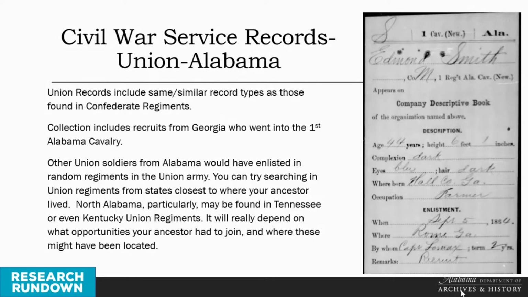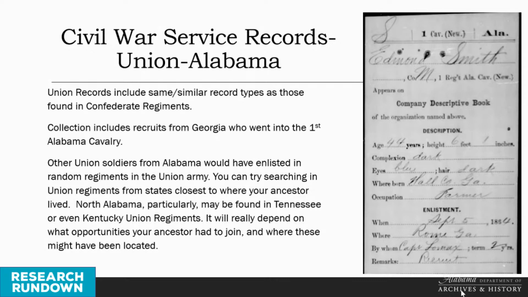While Alabama was part of the Confederacy, there were a significant number of soldiers from the state who wanted to enlist in the Union. Fold3 includes Union records that provide similar information to what has been discussed here in regard to Confederate records. Of particular interest for Alabama Union service records research is the Fold3 collection, Civil War Service Records, Union, Alabama. This collection includes records for the 1st Alabama Cavalry, a unit that not only included soldiers from Alabama, but also from Georgia.